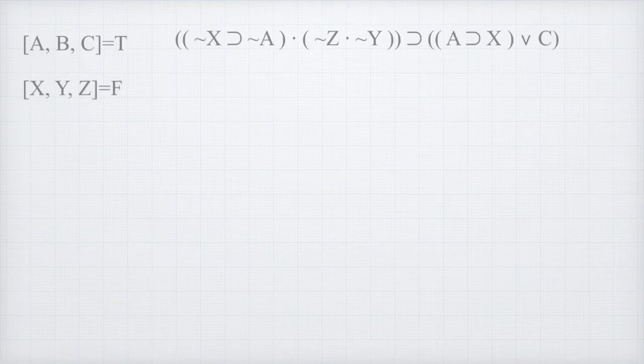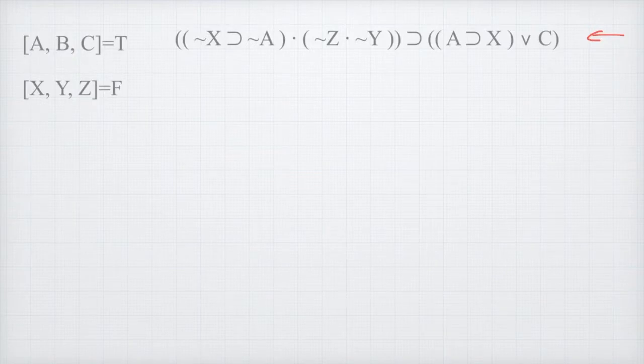So let's say I'm given the following. A, B, and C are all true. X, Y, and Z are false. Here's my big expression right here. What is the truth value of this whole expression when A, B, and C are true, and X, Y, and Z are false?